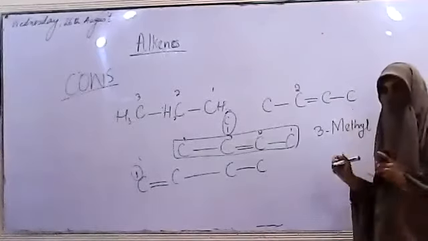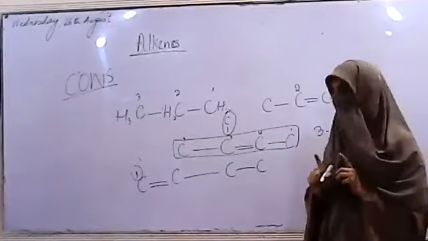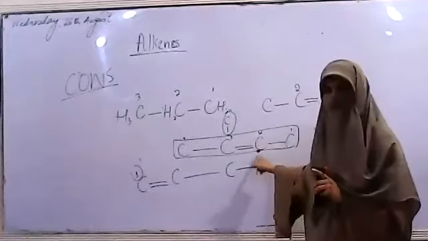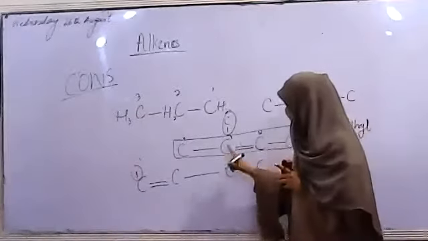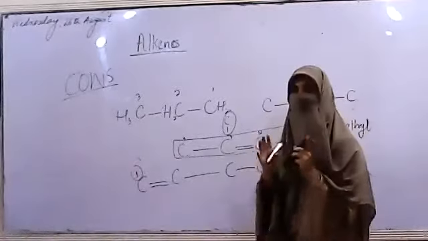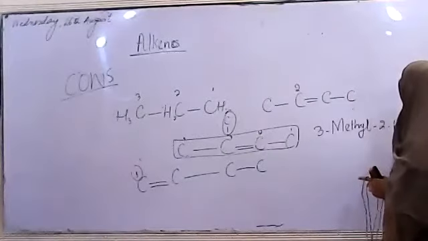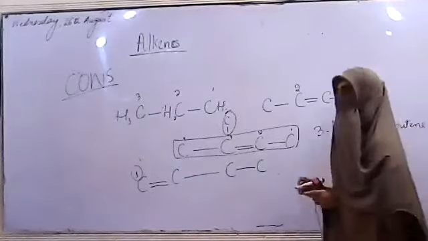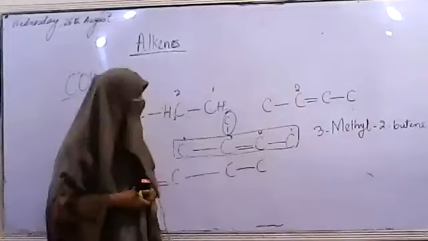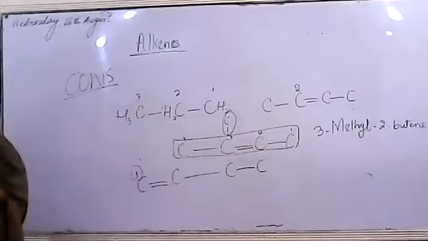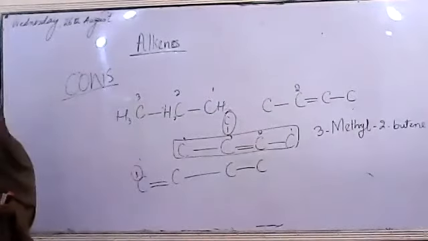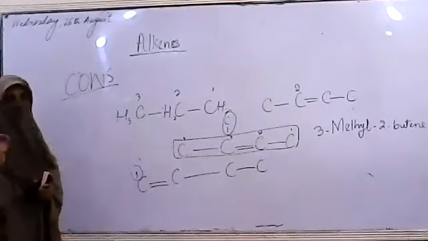methyl, right? Now, identify the position of the double bond, 2, and the chain length 1, 2, 3, 4, 4 for but, and that is ene. So it will be 3 methyl, 2 butene. That is the compound, and 3 methyl 2 butene is also an isomer of N-pentene.